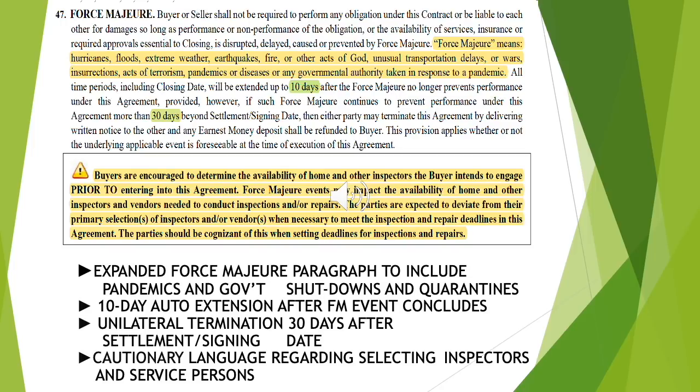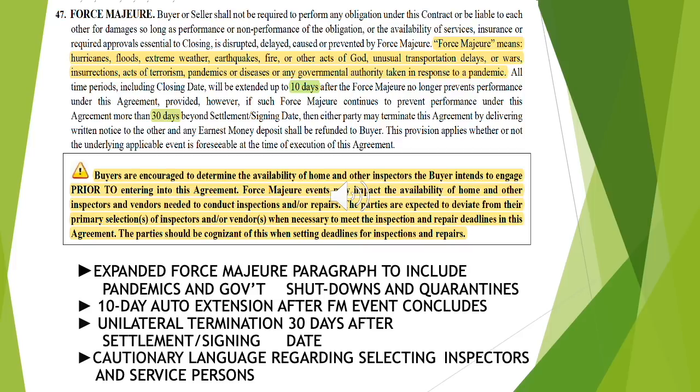And in the event that the force majeure event lasts so long that you're going 30 days or more past the original settlement signing date, then it will give either party the unilateral opportunity to terminate the agreement. It won't create an automatic extension. So if the parties are so willing to hang in there and stay in the deal, they certainly can. But it does provide them with an opportunity to terminate if it goes 30 days past.